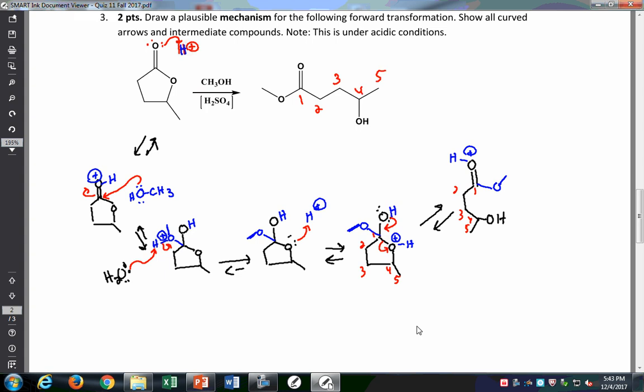So the last step, we're not going to isolate the oxygen with a positive charge. Again, there's water floating around, so we're just going to have that proton transfer to form the neutral compound. Oh, let me put this in blue. So you can see where the methanol came in.